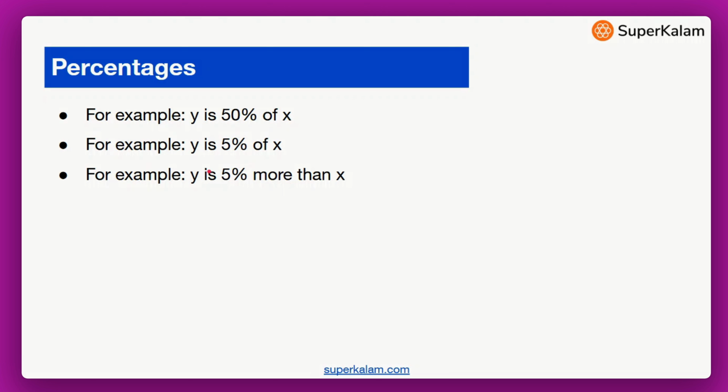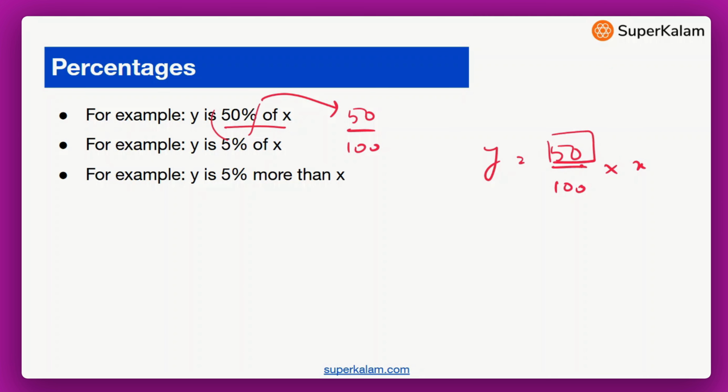Percentages. When we say y is 50% of x, 50% here means, when we say percent, we say 50 by 100. So the expression y is 50% of x means that y is equal to 50 by 100 of x. If x denotes 100 parts, then we are just taking 50 parts of the x. We are taking half of x here.